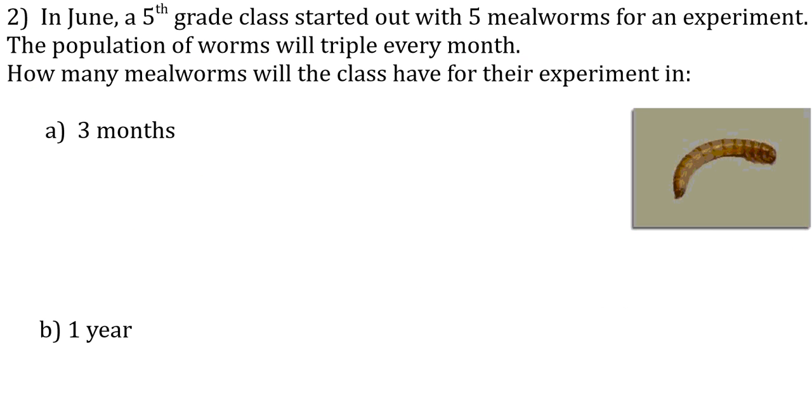Here's a scenario. In June, a 5th grade class started out with 5 mealworms for an experiment. The population of worms will triple every month. How many mealworms will the class have for their experiment in 3 months' time and in a year's time? Well, what do we know?